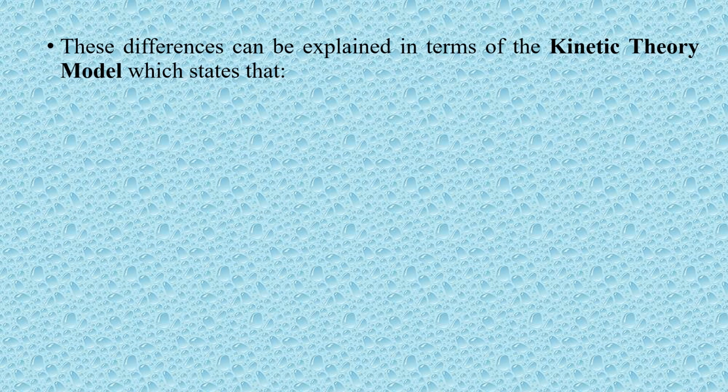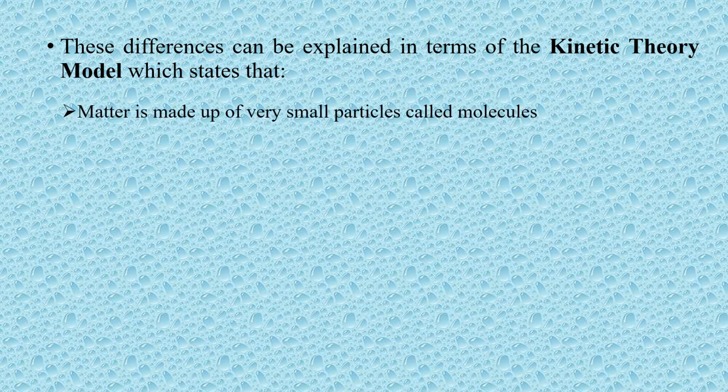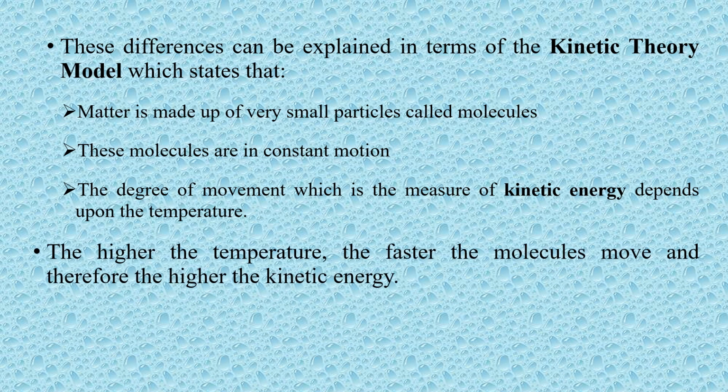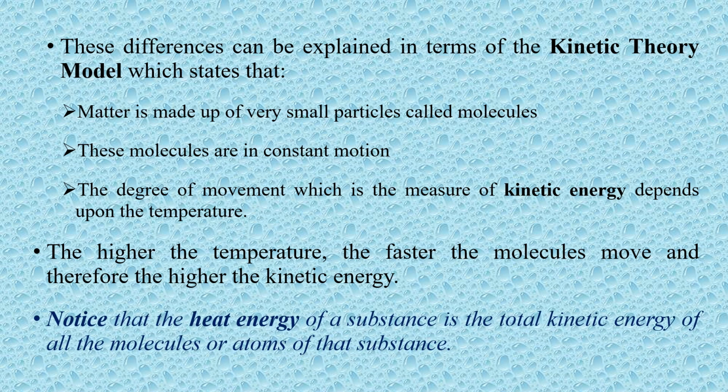These differences can be explained in terms of the kinetic theory model, which states that matter is made up of very small particles called molecules. These molecules are in constant motion. The degree of movement, which is the measure of kinetic energy, depends upon the temperature. The higher the temperature, the faster the molecules move, and therefore the higher the kinetic energy. Notice that the heat energy of a substance is the total kinetic energy of all the molecules or atoms of that substance.